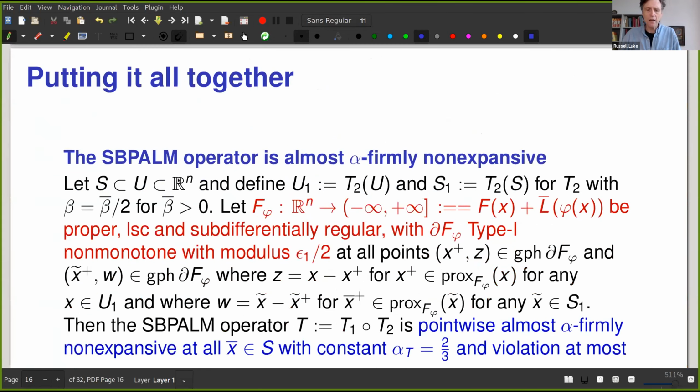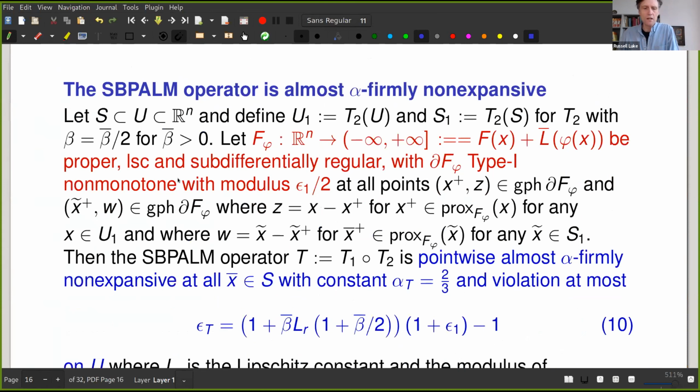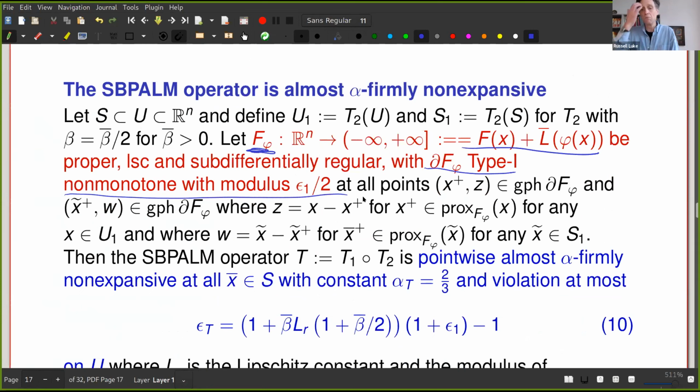So now you put this all together, you've got this f(phi). This is defined by this proper lower semi-continuous, subdifferentially regular function, with this subdifferential being type one non-monotone with modulus epsilon one over two.